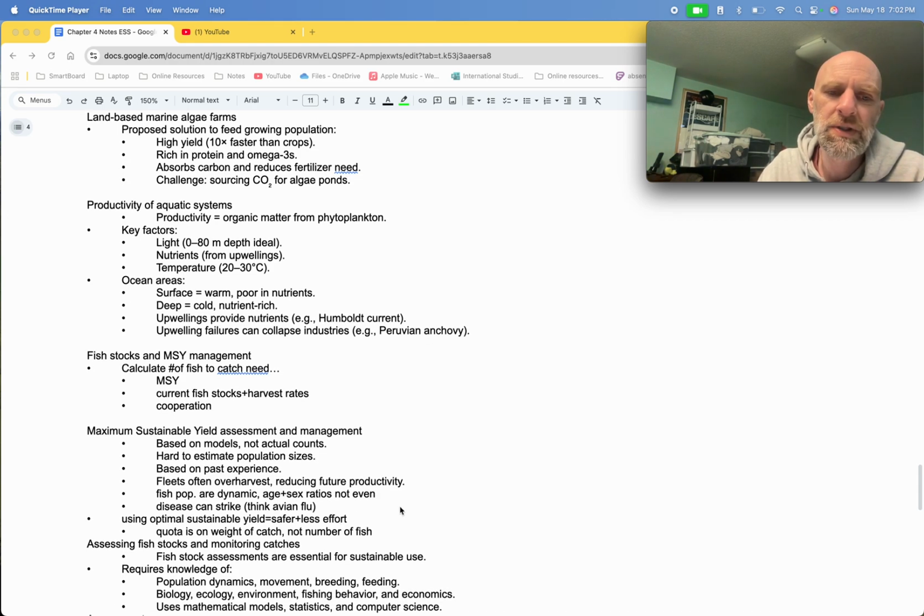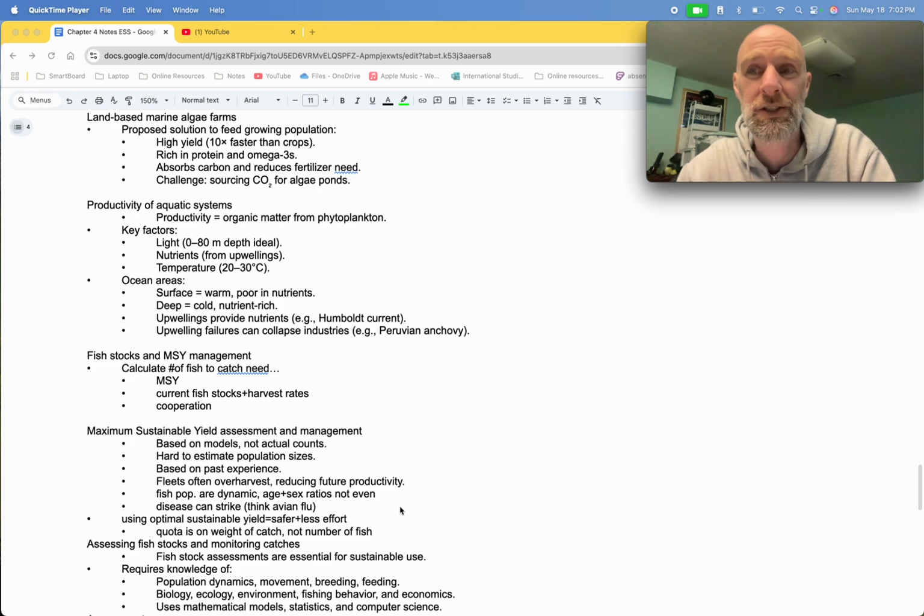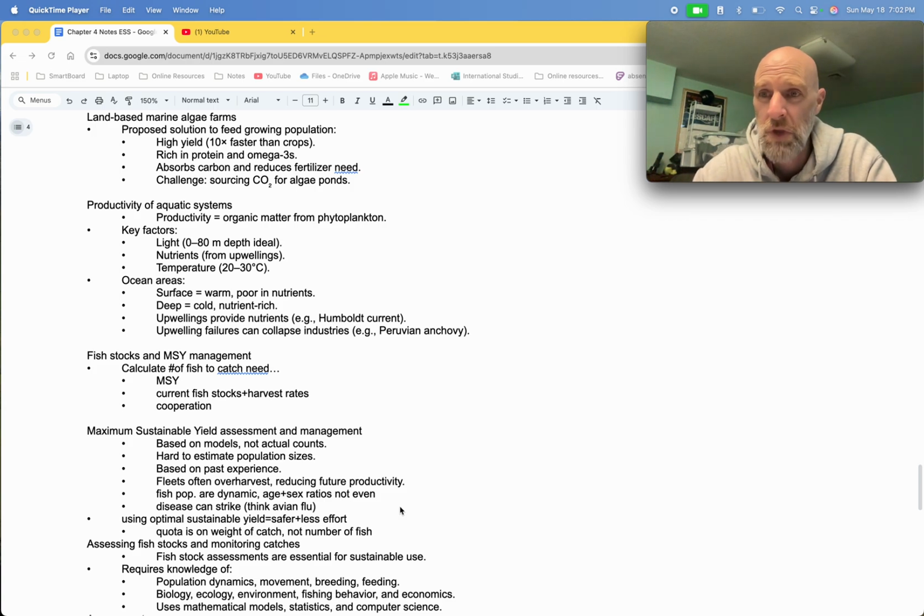Using optimal sustainable yield is safer, plus less effort than taking into account the MSY and measuring and counting. The quota is the weight of the catch, not the number. So it just gets to be a lot easier to determine.